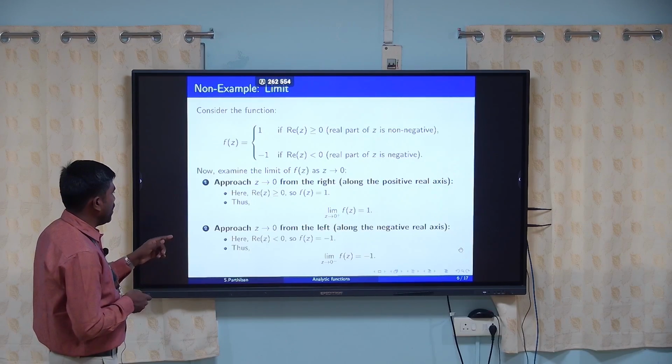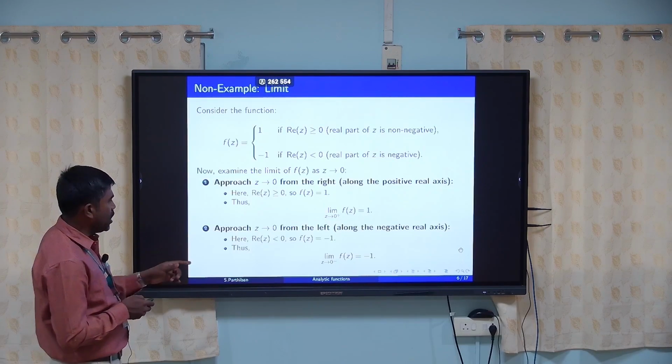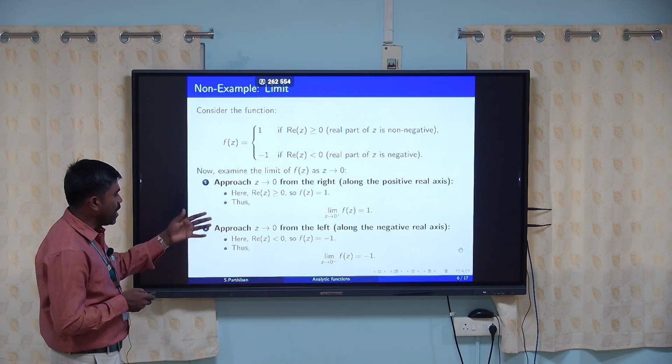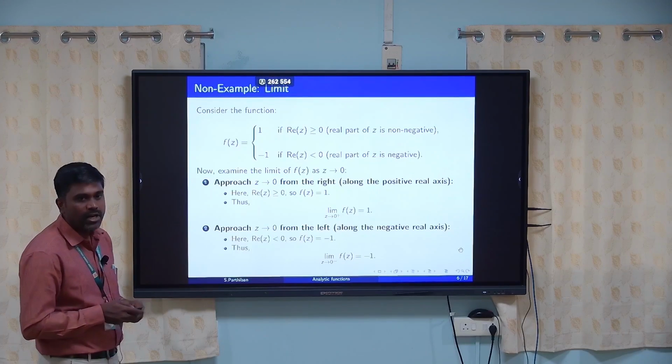Here we have taken two directions. From the right we get the limit value 1, and from the left direction we get the limit value minus 1. So the two limit values are different. Hence we can conclude that the limit value does not exist.